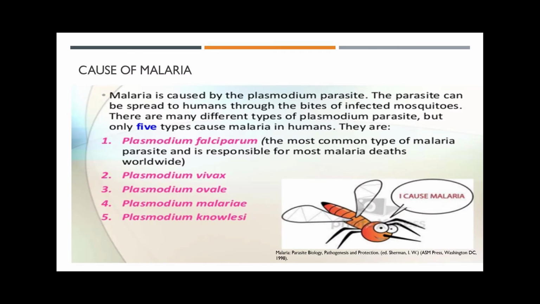So what is the cause of malaria? Malaria is caused by a protozoan Plasmodium parasite. This parasite can be spread to humans through the bites of infected mosquitoes. There are many different types of Plasmodium parasites, but only 5 can cause malaria in humans. And the most common type of malaria parasite, and the one responsible for most malaria deaths, is Plasmodium falciparum.